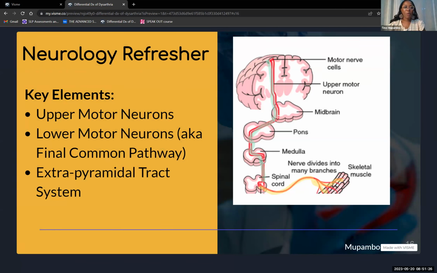What's really important when it comes to diagnosing dysarthria is getting a good grip of our neurology background knowledge, at least as it pertains to these key elements: the upper motor neuron system, the lower motor neurons, aka the final common pathway, and then the extrapyramidal tract system. Okay, so we're going to jump into the first two. So really learning the difference between the upper motor neuron and the lower motor neuron.